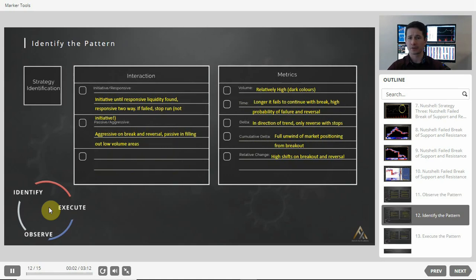Again, obviously, as the footprint tool is an interaction tool, this is quite a crucial part of the template. In terms of the type of interaction we expect to see, we would expect to see a lot of initiative from the break, some real aggressive pocket positioning, a lot of absorption, heavy absorption, until such a point as the breakout finds some sort of response on the other side of the market. When we see those dark deltas coming in on the other side, we know we found some liquidity, and that should show us potentially where the breakout is coming to a potential pause.